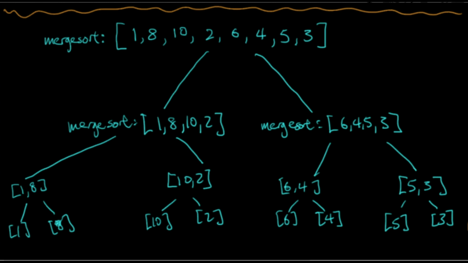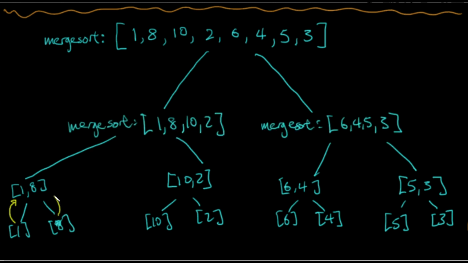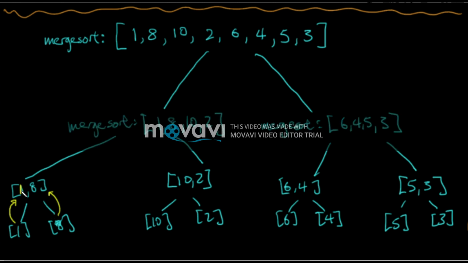I'm going to use a different color here. Right, this array, we figured out merge sort on this, and so we're just going to return that. And we figured out the merge sort on this array, and we're just going to return that. And now we're just going to run the merge operation on these 2, right? And it just so happens that when we run the merge operation on these 2, this is the order of numbers that we get.